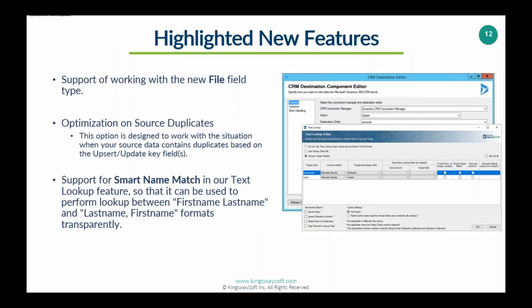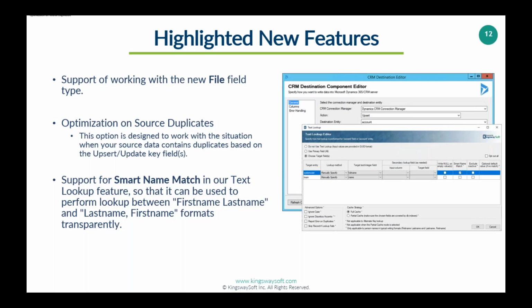We also have new features we want to highlight in today's webinar, where we now have support for the new field type file when it comes to all the entities in your CRM environment. We can work with the file field in our source and destination components. We also have an option for optimization on source duplicates and want to highlight this option as well. This is useful when you expect duplicates in your source data and you don't want to create these duplicates in your CRM instance.